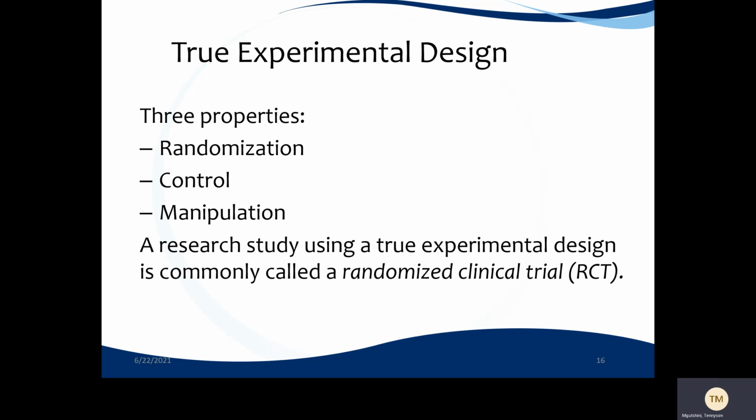And also the last thing that it must have is manipulation. What I mean by manipulation is that it must have a distinct intervention that occurs. So for something to be an experiment, there's got to be some intervention that you have injected into the process. And so a true experiment has randomization, control, and manipulation. And a typical example, or the way that we refer to true experiments normally, is we call them randomized clinical trials. That's a typical example of one.